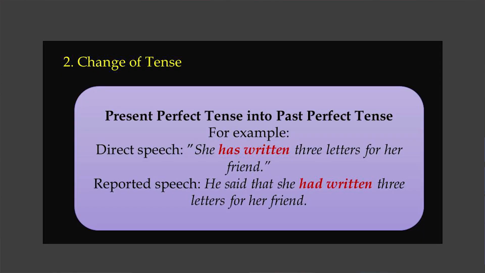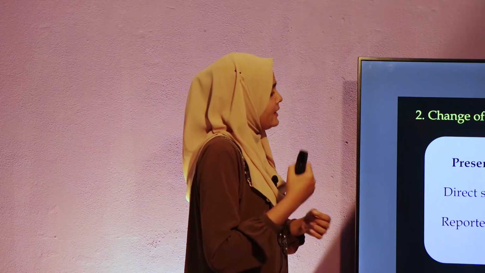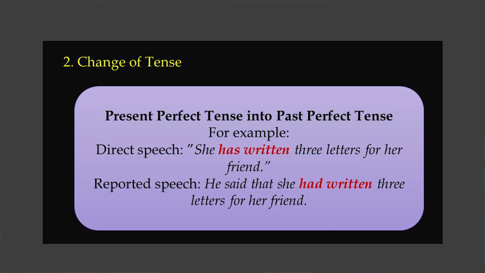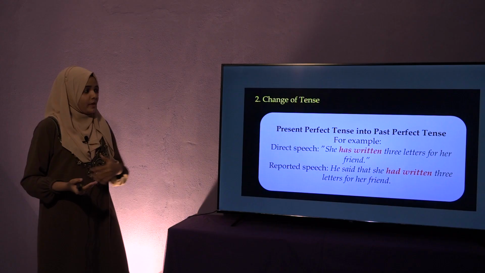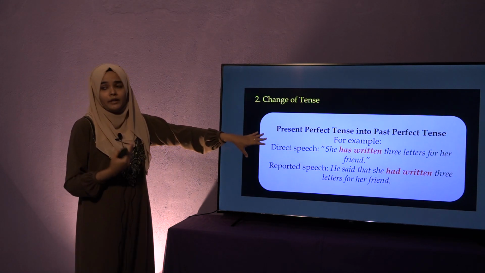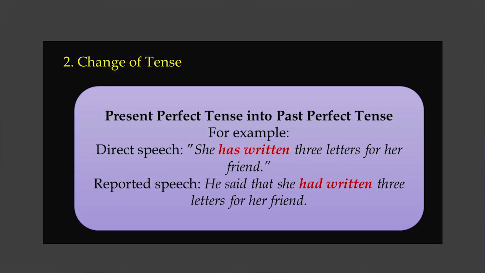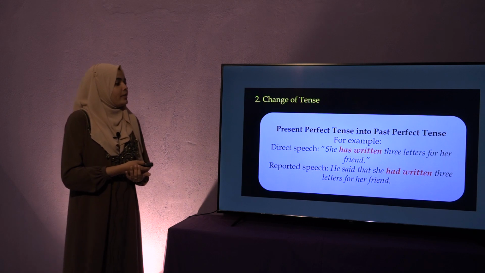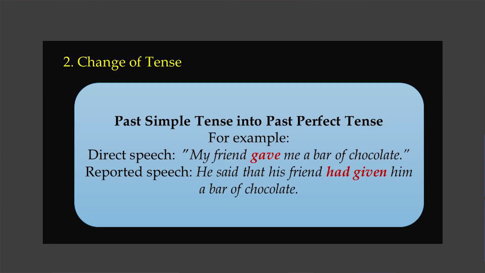Next is present perfect tense into past perfect tense. If the direct speech is in present perfect tense, it changes to past perfect tense. For example, here, she has written 3 letters for her friend. Here also the auxiliary verb changed while the main verb remains the same. He said that she had written 3 letters for her friend. Has changed to had.